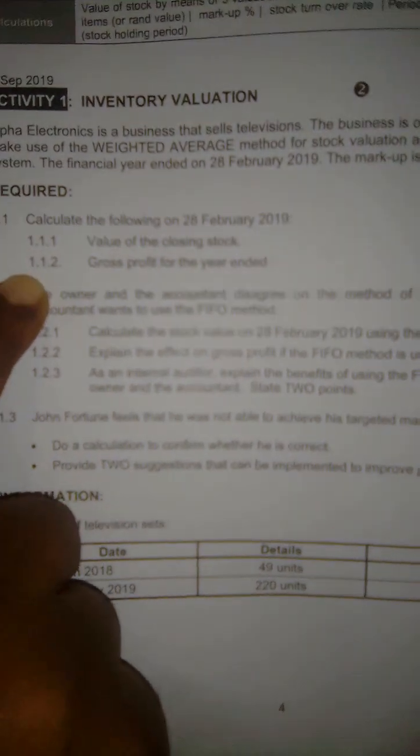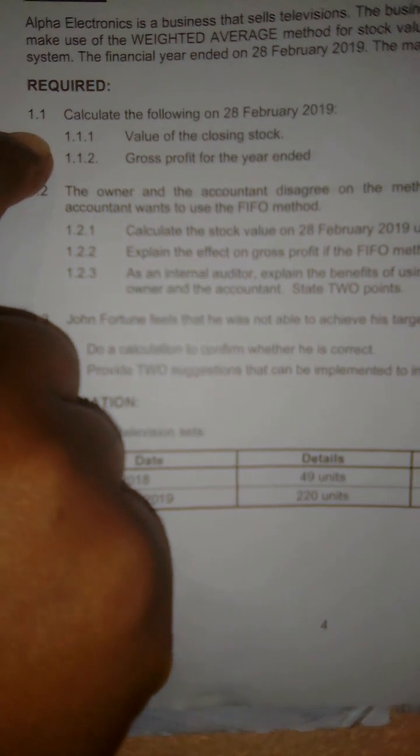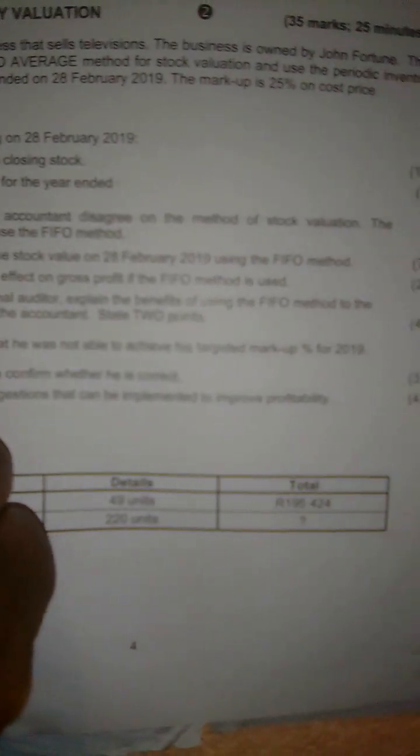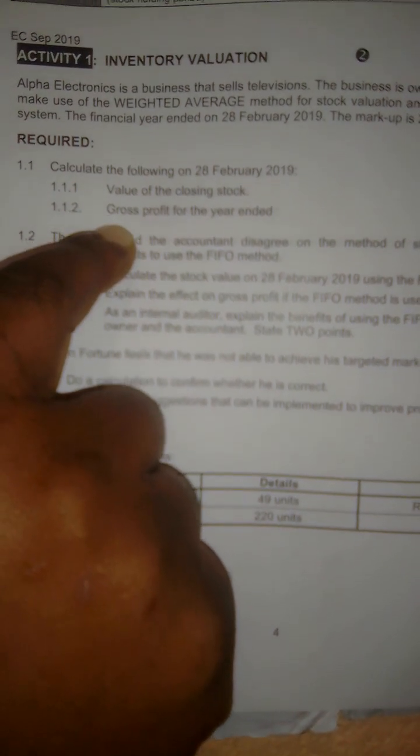Okay, now we are continuing with inventory valuation. We are still on question 1.1, but now we are on 1.1.2. We have already calculated the value of our closing stock. Now we are required to calculate gross profit for the year ended 28 February 2019. In order for us to calculate our gross profit, we need the cost of sales. The first thing that we are supposed to calculate is the value of our cost of sales.